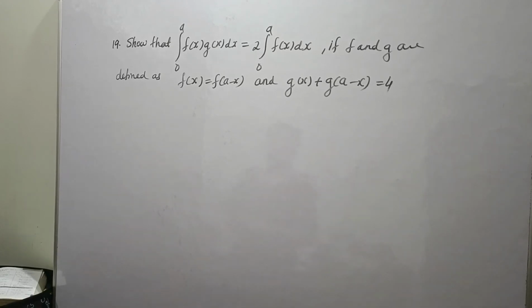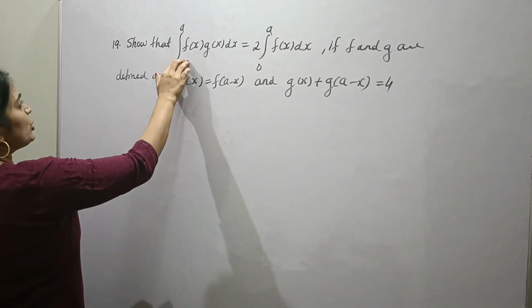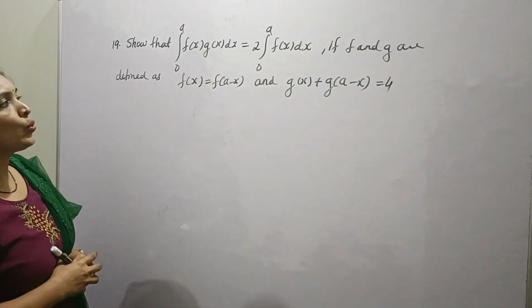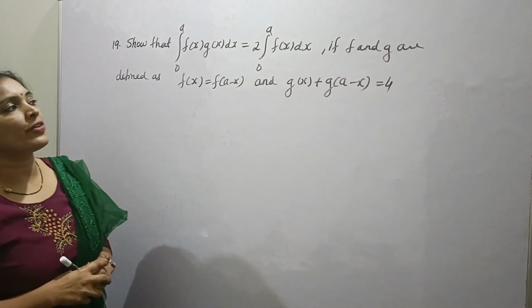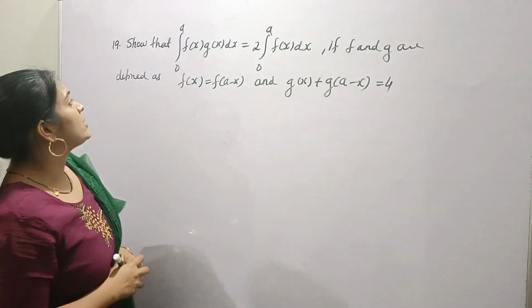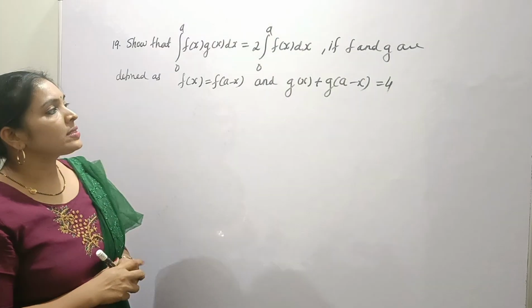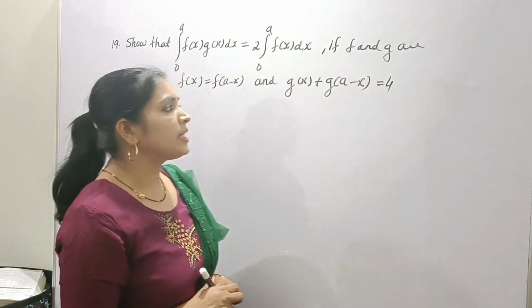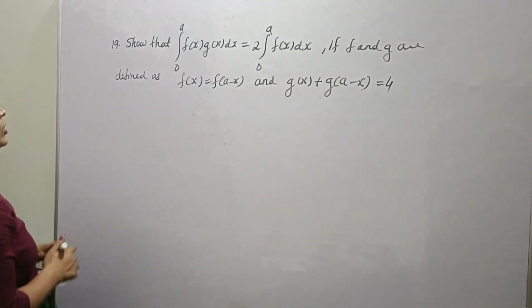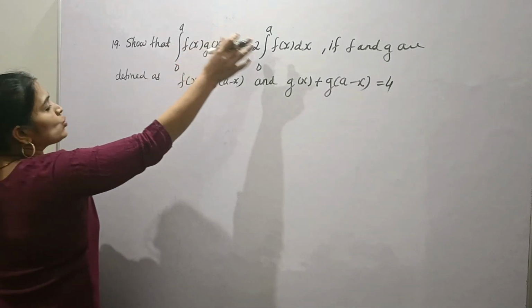Show that integral 0 to a f of x into g of x dx is equal to 2 into integral 0 to a f of x dx, if f and g are defined as f of x is equal to f of a minus x, and g of x plus g of a minus x is equal to 4. Okay. So our integral is this one. We have to prove this.